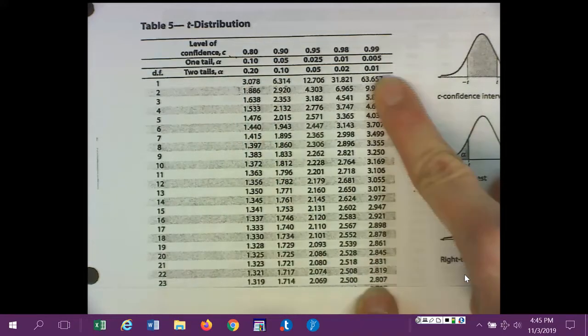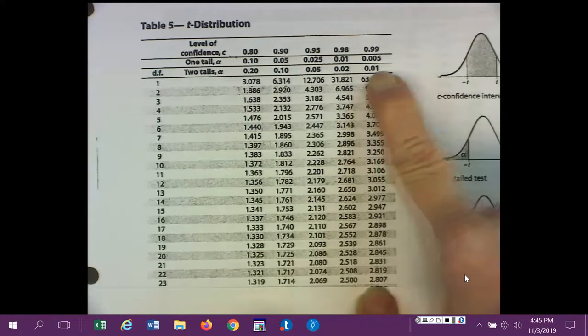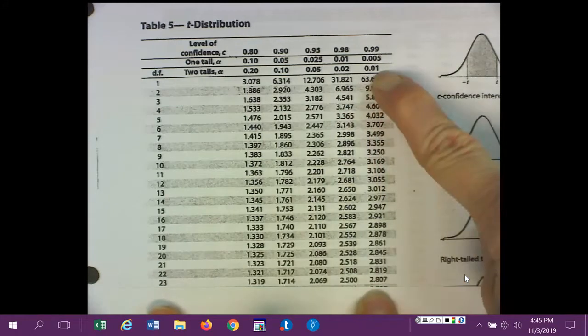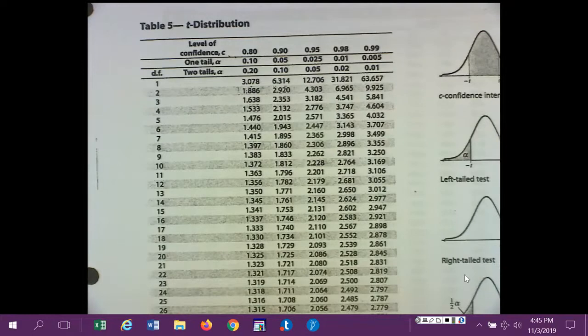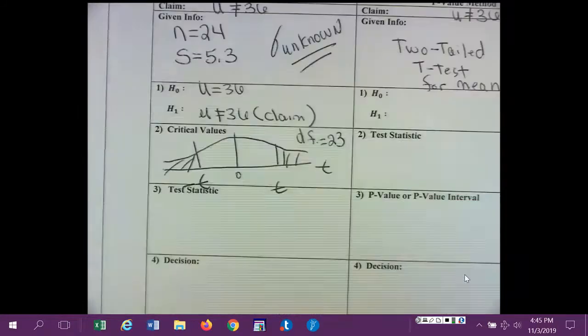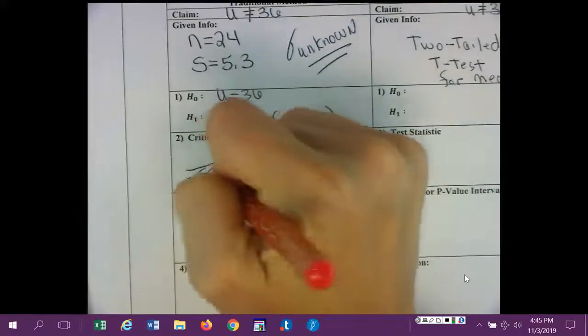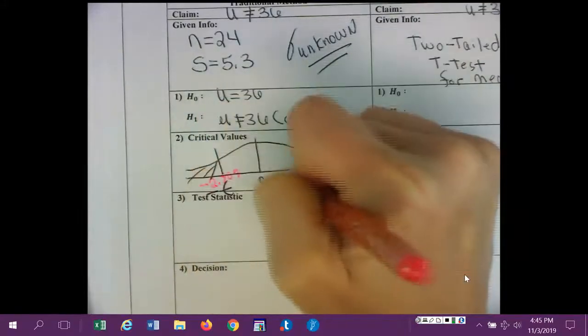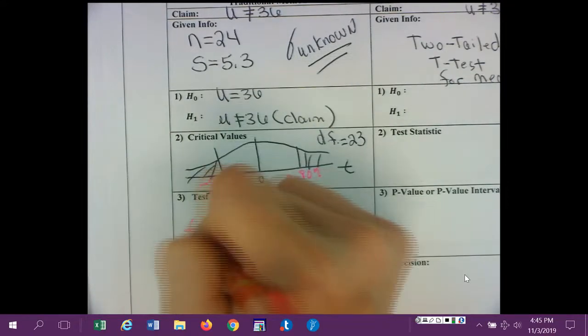Look up the given alpha here of 1%. They gave it in the word problem. Level of significance. Degrees of freedom, 2.807. So I'm going to write that down in the picture. This will be a negative 2.807 and a positive 2.807 as my two critical values. Test statistic.